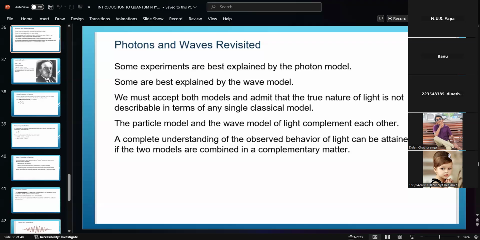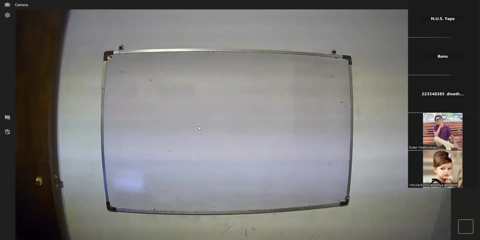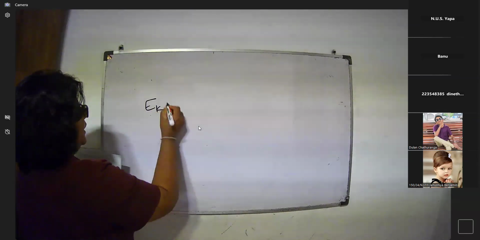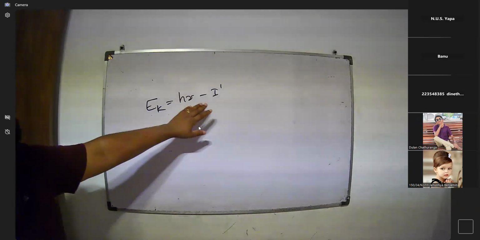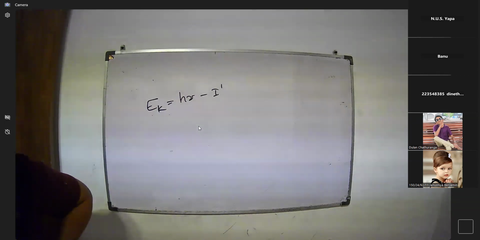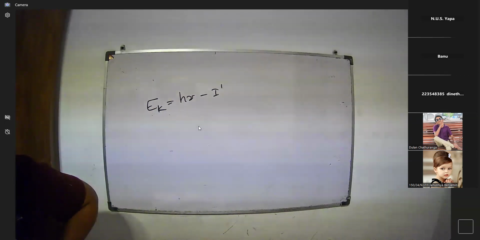Then we can write the kinetic energy: K is equal to h mu minus I dash. Then you can read the course material on page number 37. There is more explanation there about the hydrogen atom, right? In photoionization, we call this the ionization energy. If we take the hydrogen atom, we want to remove one electron from the atom.